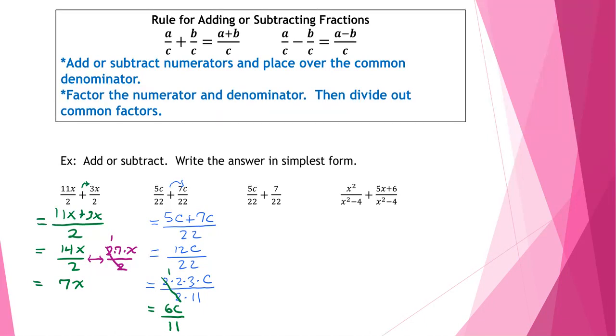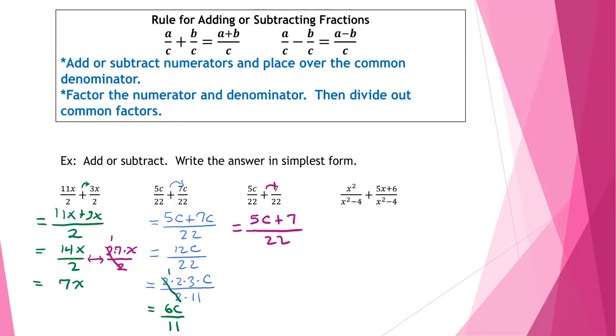In the next example, we have something that looks like the previous one, but you'll notice that when we take 5c and add 7, placed over 22, 5c and 7 are not like terms, so you cannot combine them together. And so in this example, that would actually be the final answer.